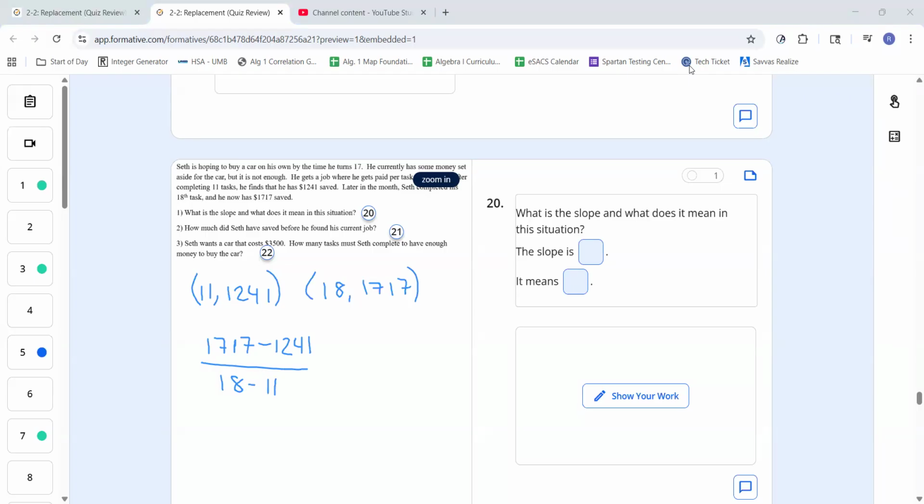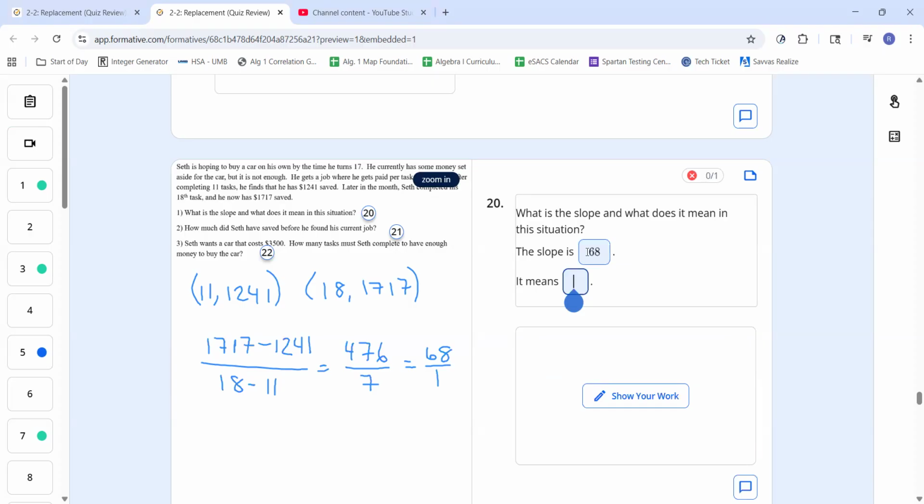Okay. Hopefully you have your calculator handy. 1717 minus 1241 is $476. So he's earned $476 between the two times he counted. 18 minus 11 is 7. So if I divide those two, I get 68, or 68 over 1, which seems like a weird slope, but it is the slope. Okay, so the slope here is 68.